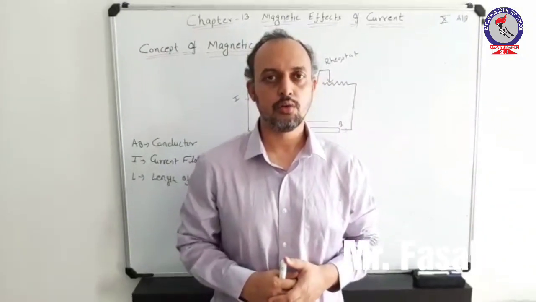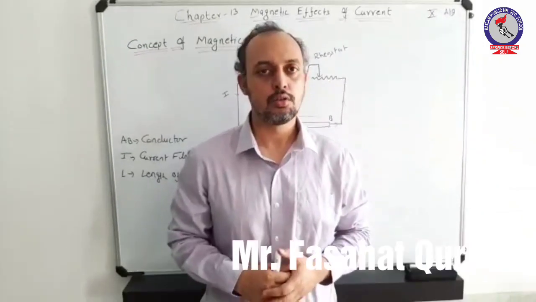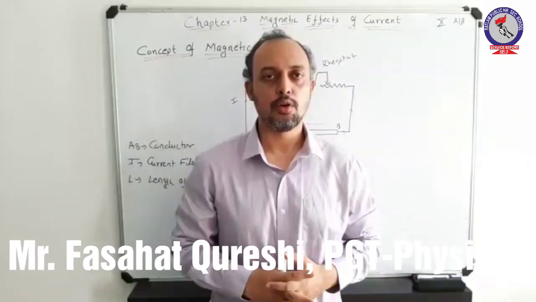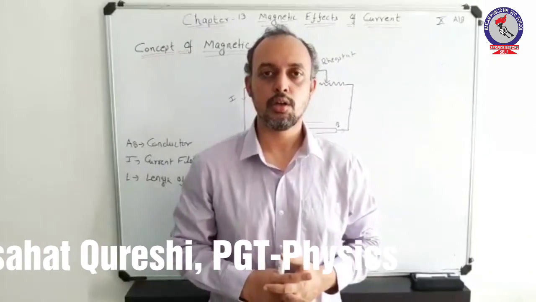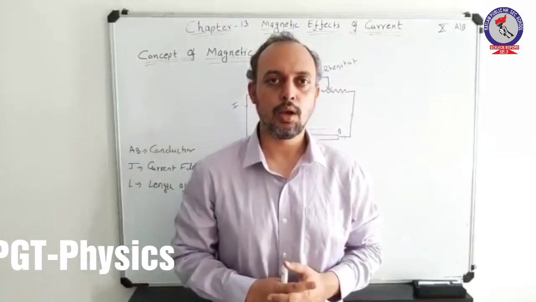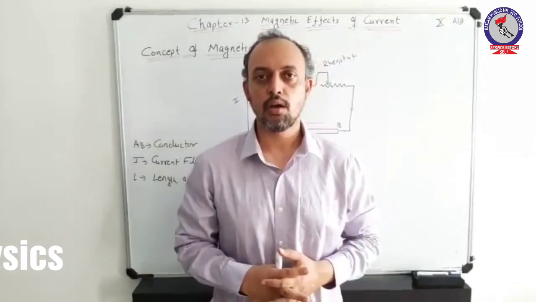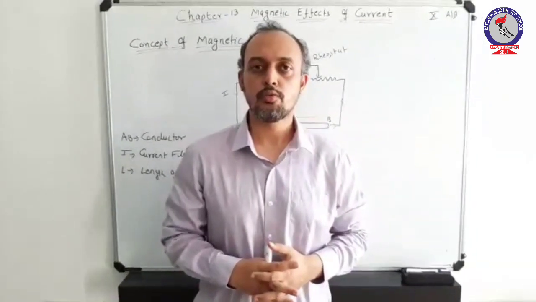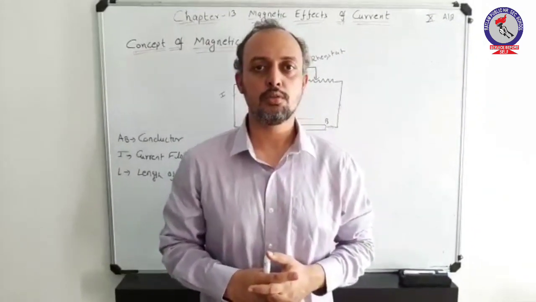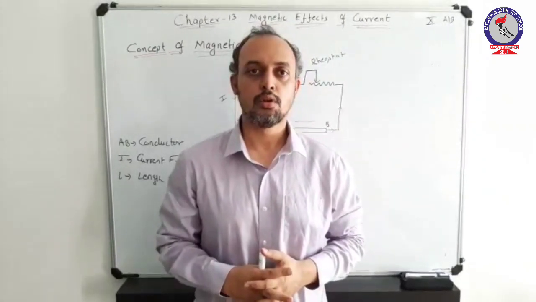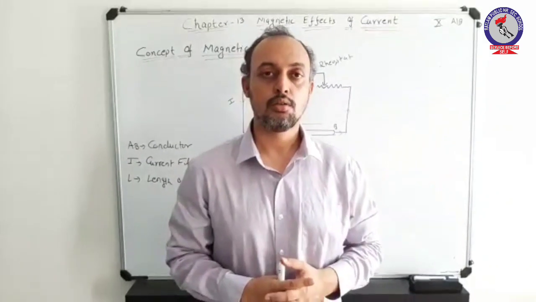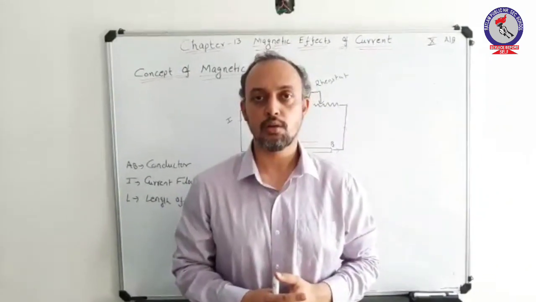In this section of my video, we'll be going through the concept of magnetic effects of current. This is the topic of chapter number 13 of NCERT for class 10th. Now, as the topic sounds, magnetic effects means forces of attraction and repulsion. Forces of attraction and repulsion means two like poles repel each other and two unlike poles attract each other. This is the basic symmetry of magnetism.